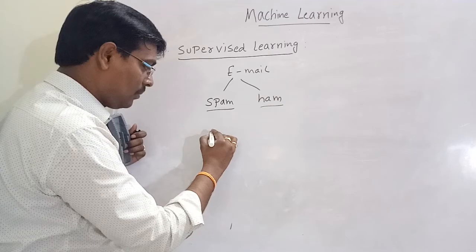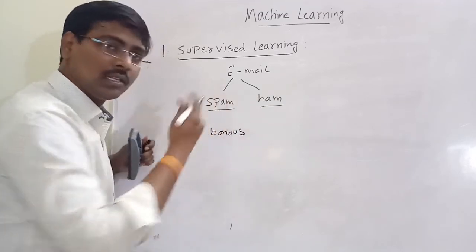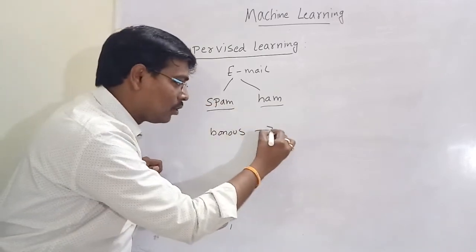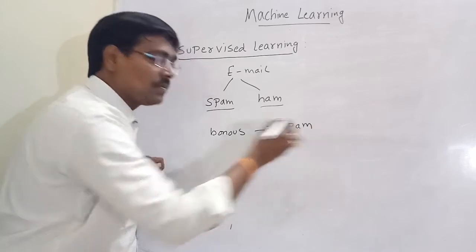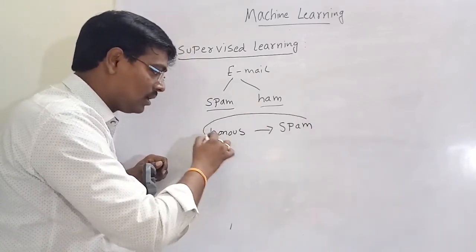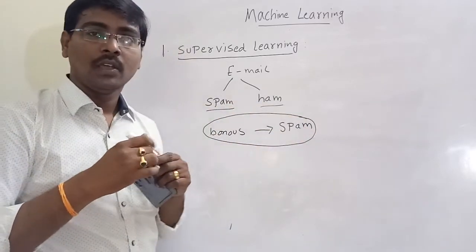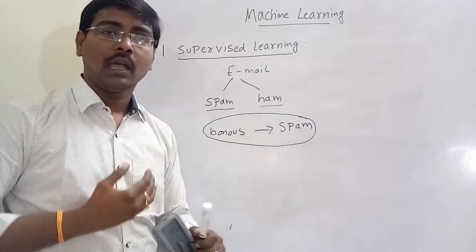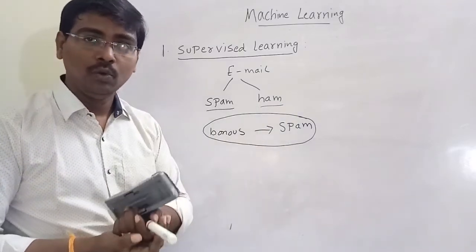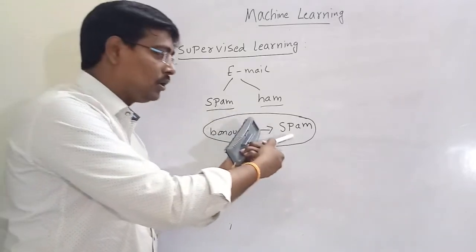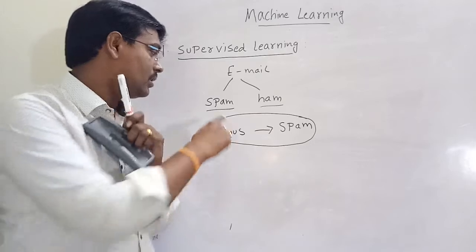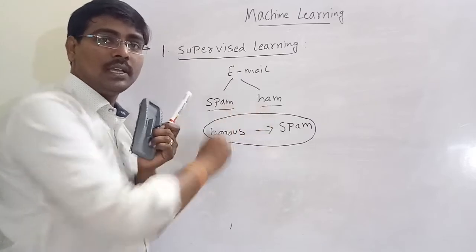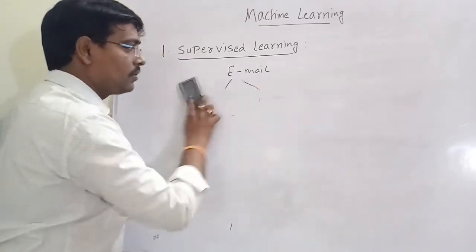For example, take the word bonus, or any word. Suppose the word bonus appears in the email, then I decide that it is a spam email. That means I give the training to the computer in this fashion: whenever the word bonus appears in the email, it is spam. Now I give a new email. If bonus appears in the new email, the computer automatically treats it as spam. This is called labeled data, that is, each and every data has some label. This is supervised learning.